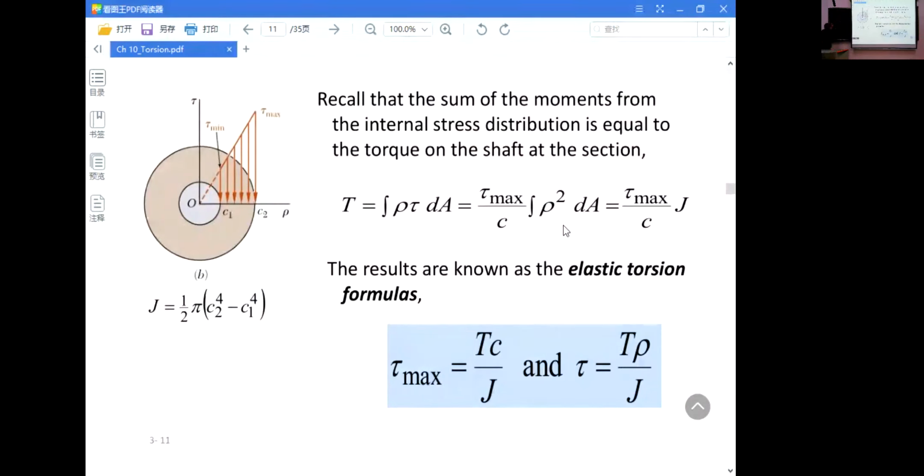Is it clear or not? It's a fact. Okay. We will find, because G and phi over L are constants, so G phi over L times the integration of rho squared dA. That's all.